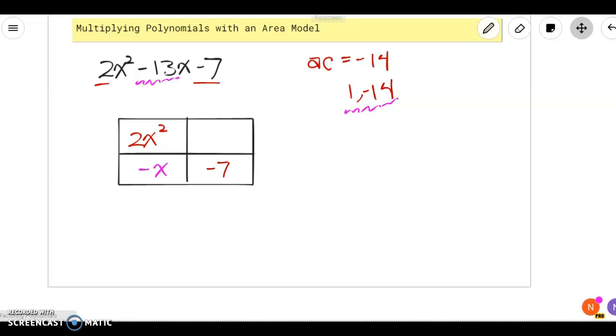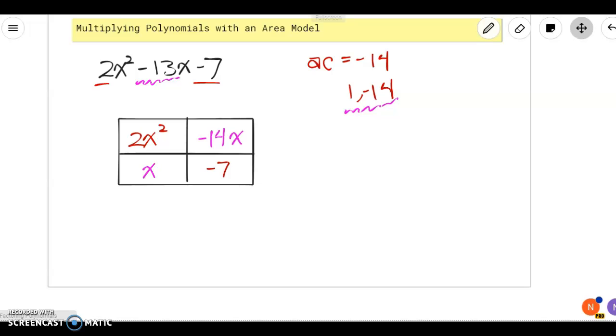So positive 1x, and negative 14x. And you'll notice if you change which of the two boxes you put them in, it'll just end up going the other way. The way we can use the box method for this is we just need to find the greatest common factor for each row and each column.